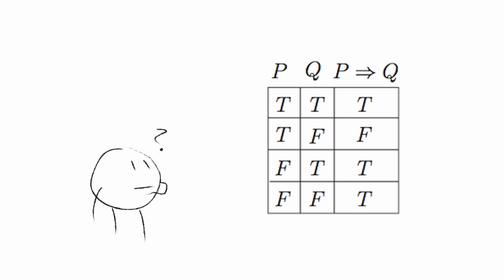For this conditional statement to be proven, we must show that it is always true. We can see from the truth table that the only concern we have is the possibility of P being true and Q being false. We therefore have to show that if P is true, then Q must also be true. This is what direct proofs boil down to.